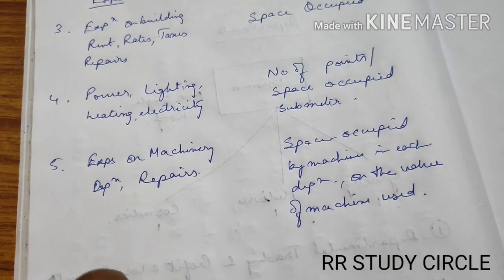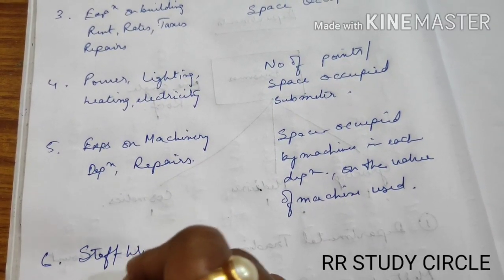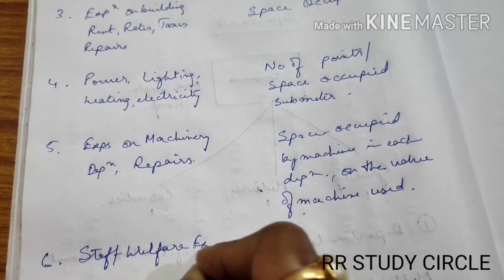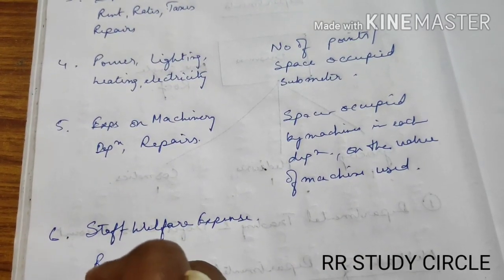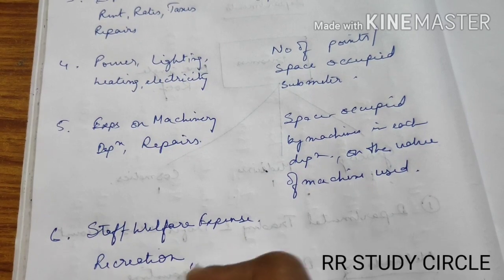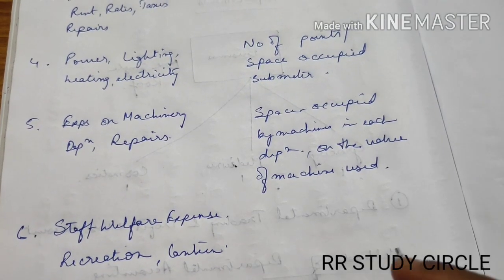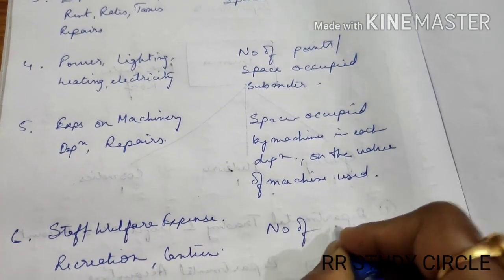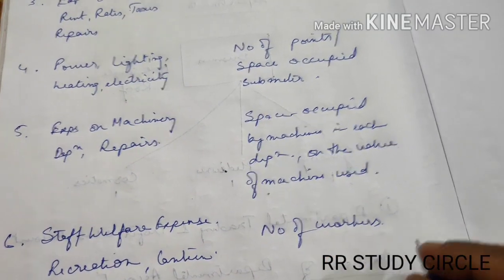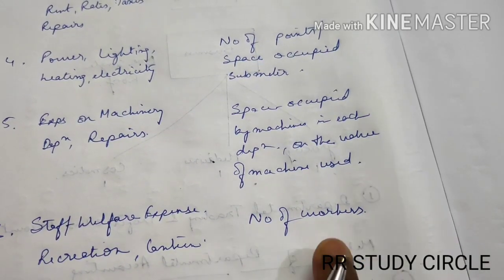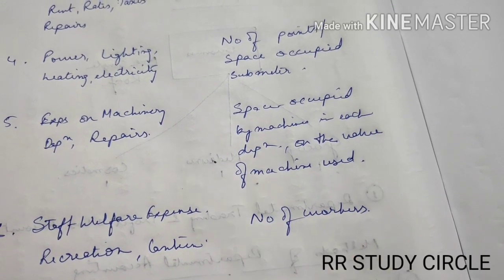Now there might be certain other expenses, say, for example, staff welfare expense. Staff welfare expenses means those expenses which are spent for the benefit of the staff. It might be recreation, or it might be canteen expense, etc. So these expenses will be allocated based on what? On the basis of number of workers, on the basis of how many workers or employees each department is having. Based on that, the staff welfare, recreation or canteen expenses have to be allocated.